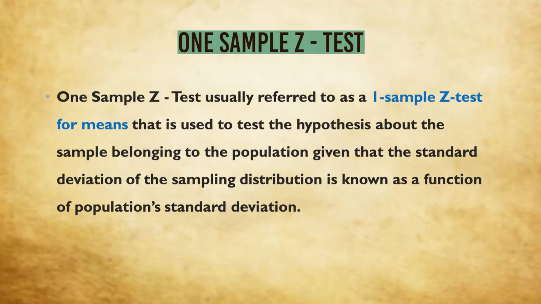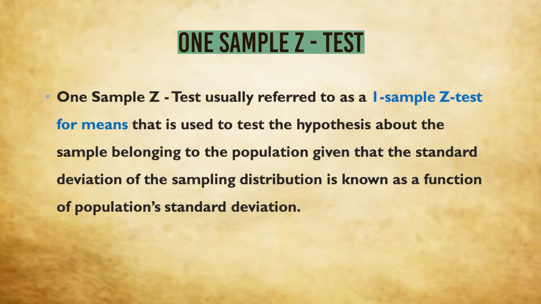In this lecture, we shall consider tests concerning mean and variance of a univariate normal population. So we will consider tests for mean and variance of a univariate normal population. First, we will consider one sample Z test.